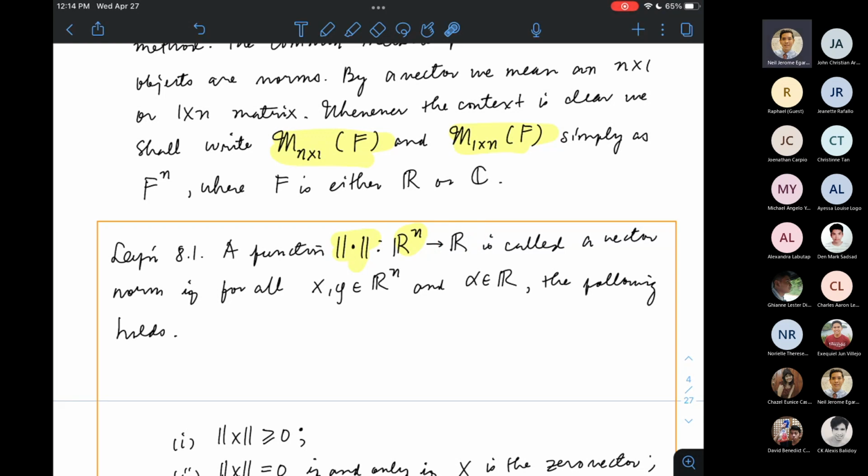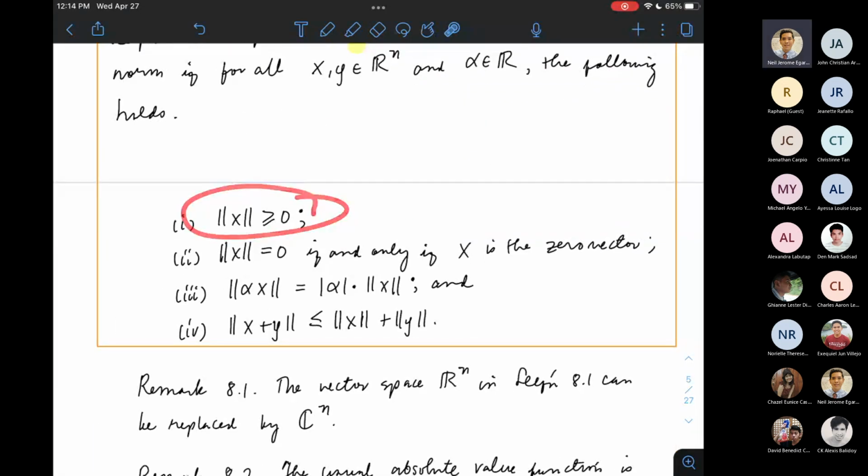Tapos ano yung property? Kasi itong norm na to, ito yung parang magiging measure na gaano kalaki yung vector natin. Okay? Now, in order for a function that maps a vector into a real number to be a norm, dapat masatisfy niya itong mga sumusunod na bagay. The first is the non-negativity assumption. Dapat laging non-negative yung norm ng isang vector, which makes sense because this is a measure. So gusto natin laging positive, laging non-negative yung measure natin.